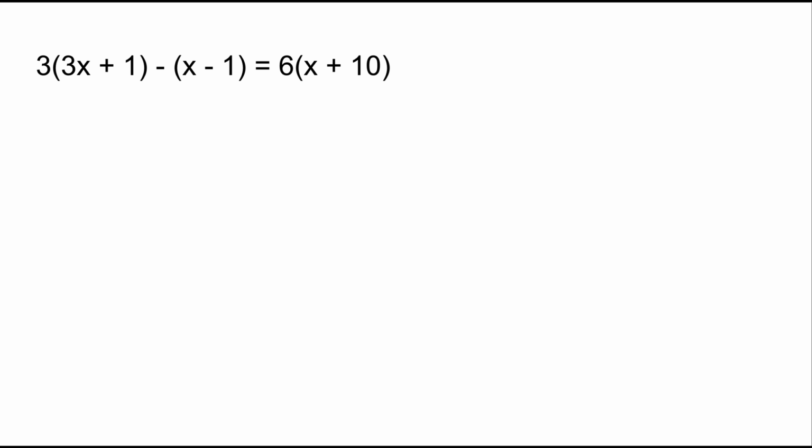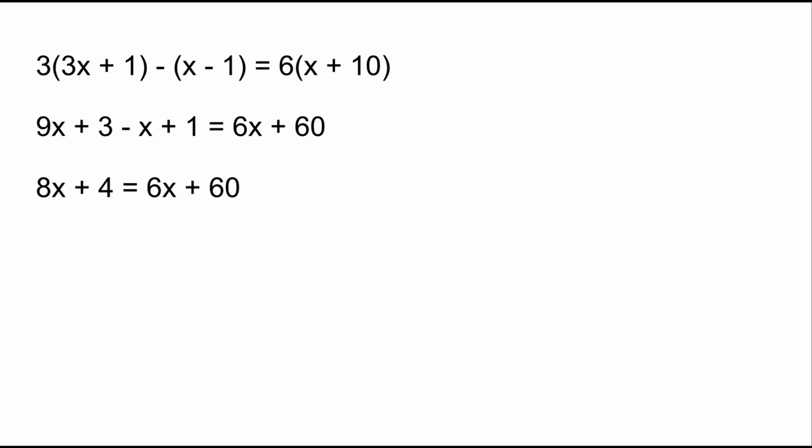Okay, let's distribute again. We have 3 distributings to do. So we have 3 times 3x and 3 times 1. Then we'll move over and we'll say -1 times x, -1 times -1. And then on the right, 6 times x, 6 times 10. We have all that written down. Now we're going to combine our like terms on the left. We have 9x and -x, which gives us 8x. And we have 3 plus 1, which gives us 4.